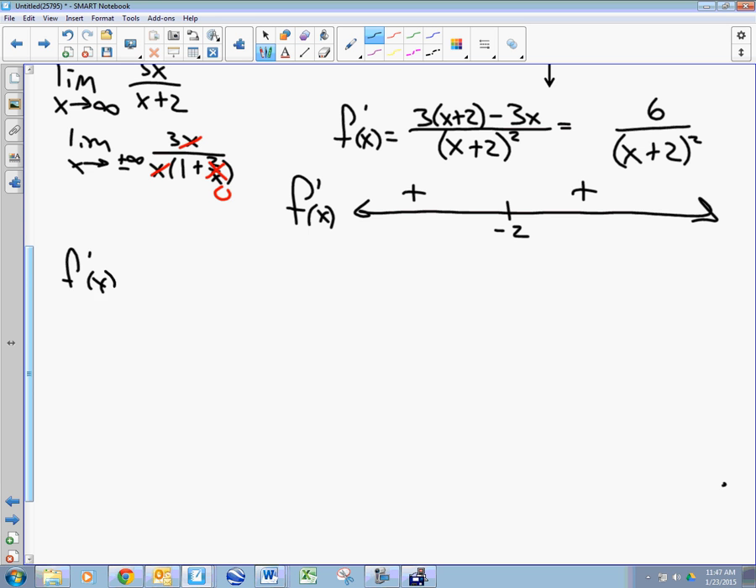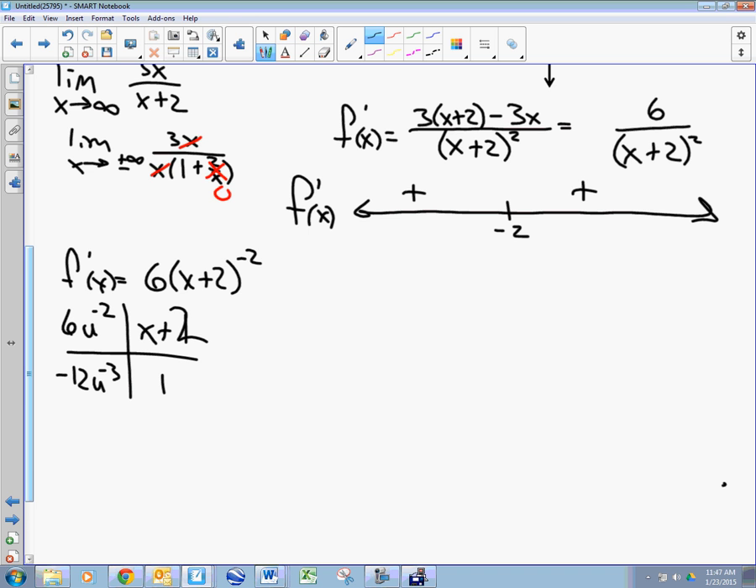F prime of x is equal to 6 times (x plus 2) to the negative 2, correct? So if you just have a constant, it's nice to do that. This way, the derivative is very easy to find. I simply set up the chain rule, 6u to the negative 2 and x plus 2. The derivative of x plus 2 is 1, and the derivative of 6u to the negative 2 is negative 12u to the negative 3. So you can see the second derivative is going to be negative 12 over (x plus 2) to the third power. Fair?